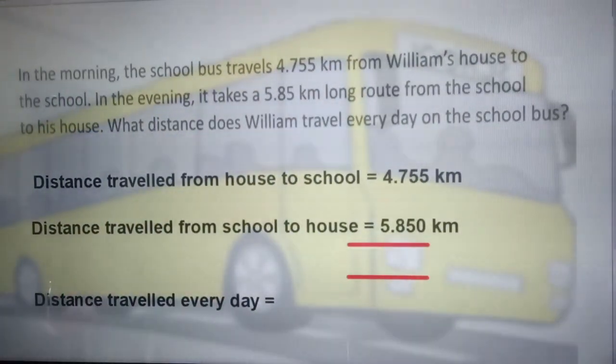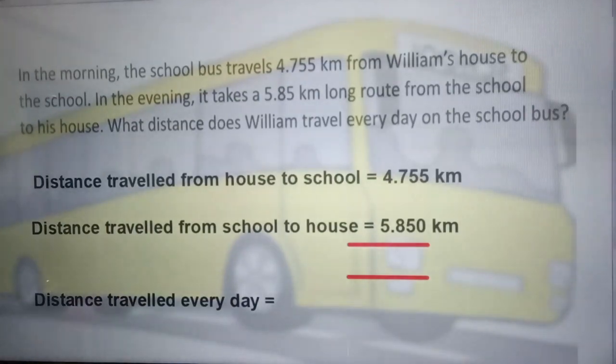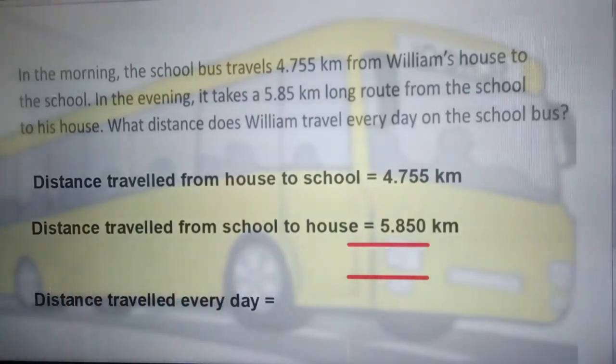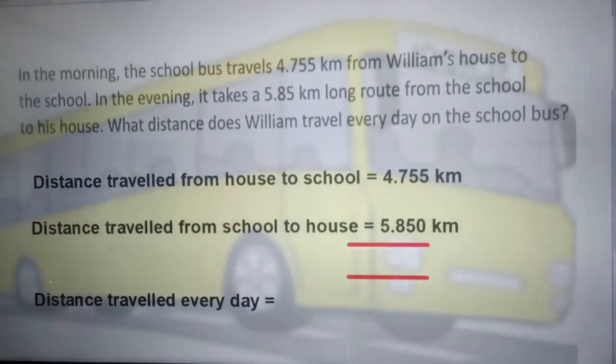See, we are going to see one word problem from this. In the morning, the school bus travels 4.755 km from William's house to the school. In the evening, it takes a 5.85 km long route from the school to his house. What distance does William travel every day on the school bus? They are asking how much distance William travels in a full day on the school bus.